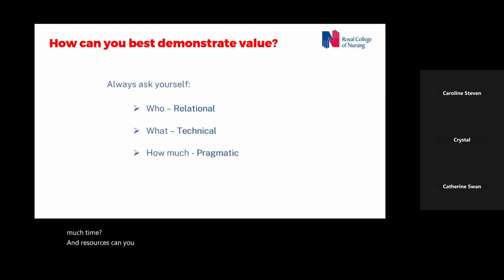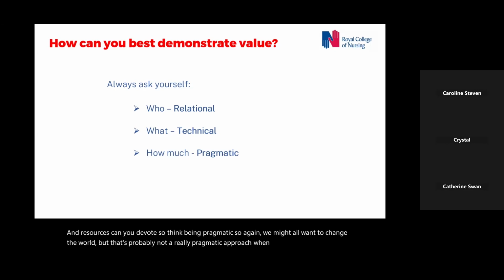And how much time and resources can you devote? So think about being pragmatic. So again, we might all want to change the world, but that's probably not a really pragmatic approach when we know that time is limited. We don't have all the time in the world to change the world, but we can make some small individual changes, or we can make small changes within our areas of work that will gradually, if we all make those going forward, make a big difference. So it's thinking about being pragmatic about what you can achieve, or you think you can achieve, and taking it from there.